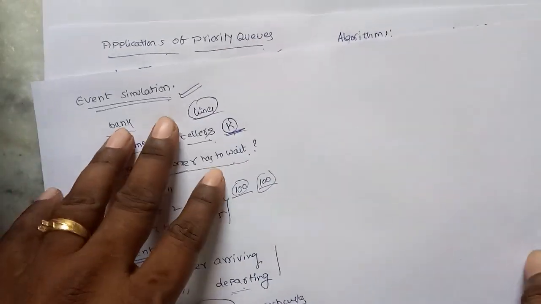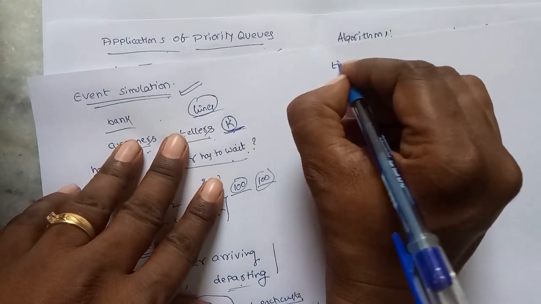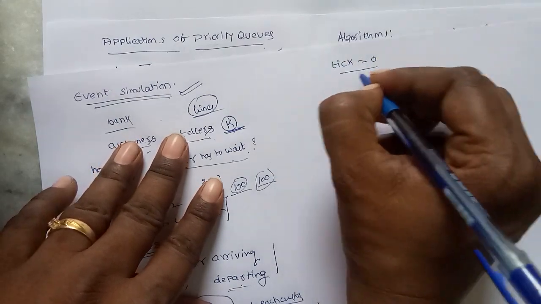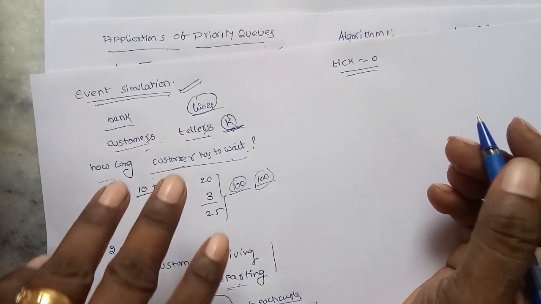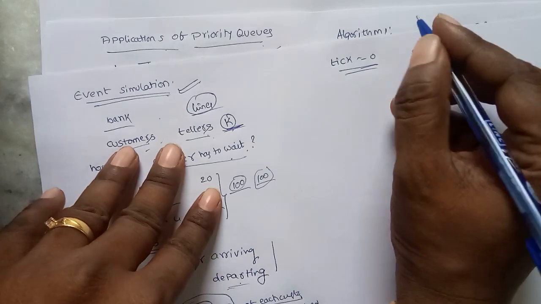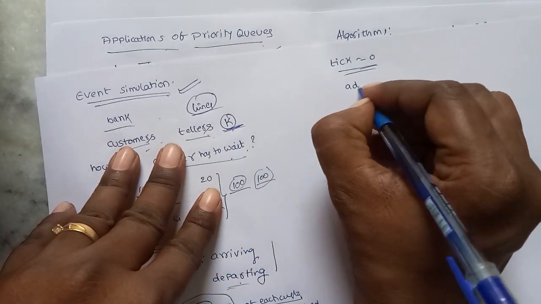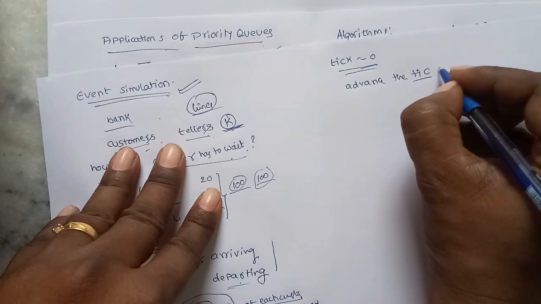Now what I am doing? Initially start the tick at 0. Initially we are using the simulation clock. The simulation clock starts at 0 ticks. We advance the clock one tick at a time.